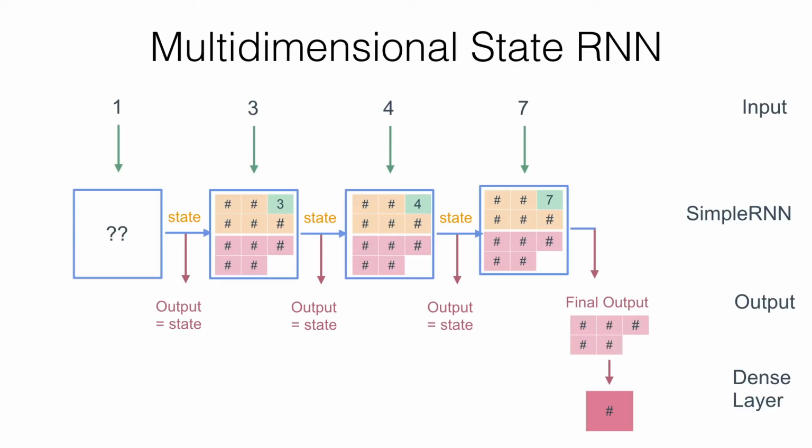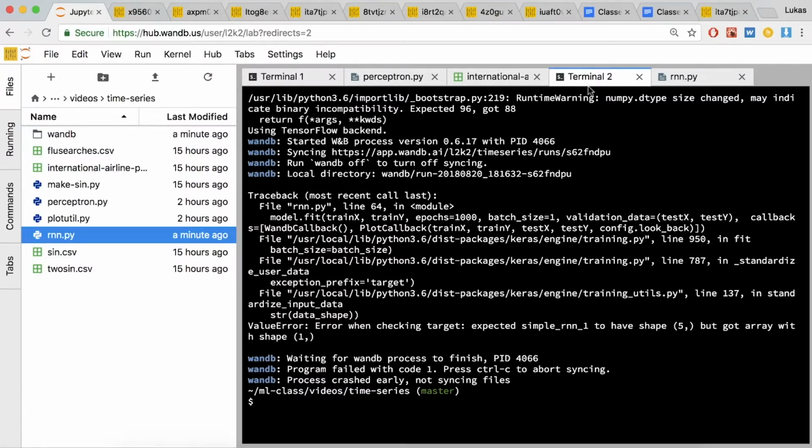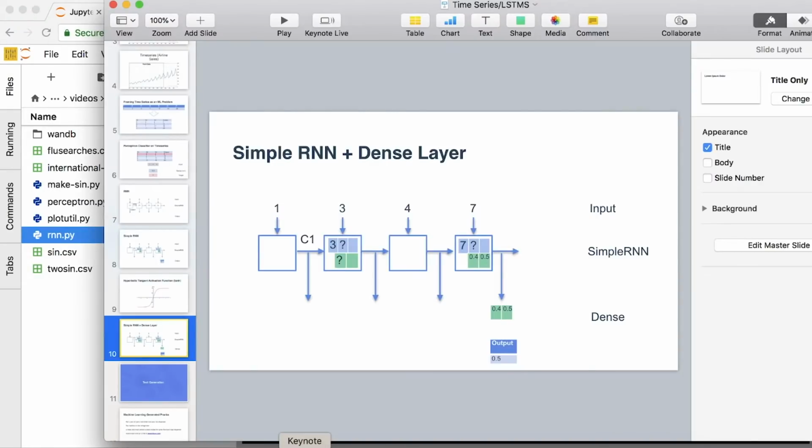So what happened here? So what's going on? Well, we're outputting a 5-dimensional thing, but actually, if you look at this diagram, the simple RNN outputs the same thing that it's sending to the next cell in the recurrent neural network. And so it's outputting a 5-dimensional thing, and we can't use that. So how do we turn this 5-dimensional output into a single-dimensional output?